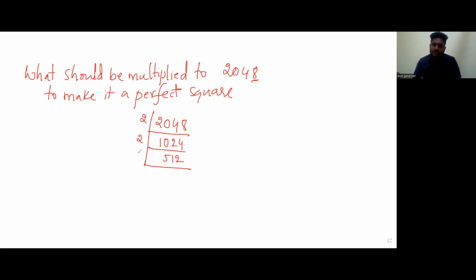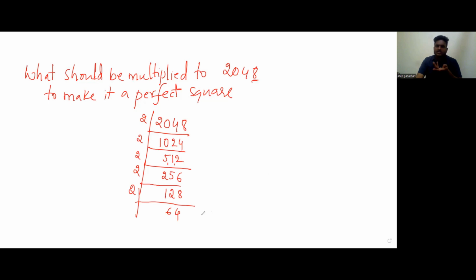So then again 2 2s are 4. 1 is left, 11. 2 5s are 10. 1 is left, 12. 256. I'll divide by 2 again. So I'll get what? 128. Then I'll divide it by 2 again. I'll get what? 64.